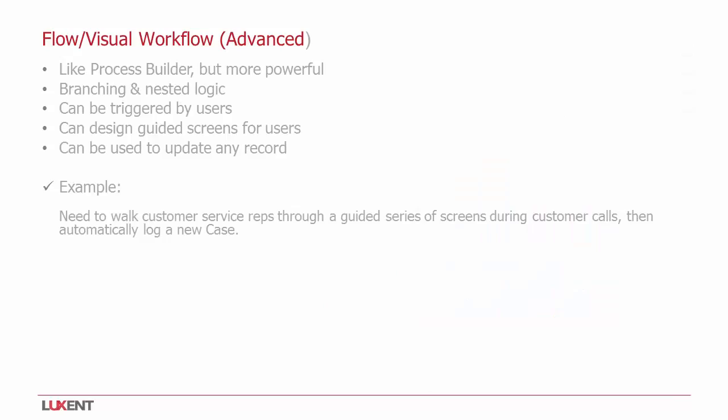Our next tool is Visual Workflow, more commonly referred to as Flow. The names sound similar to workflow rules, which we discussed earlier, but they're different features and are not to be confused. Some features that distinguish flows from the other tools we've discussed so far are that flows can be triggered by users, rather than just by a record matching a certain set of criteria.